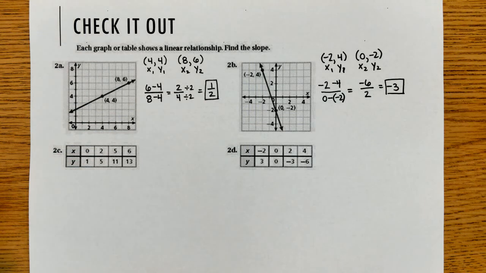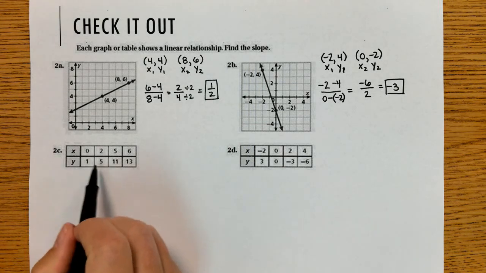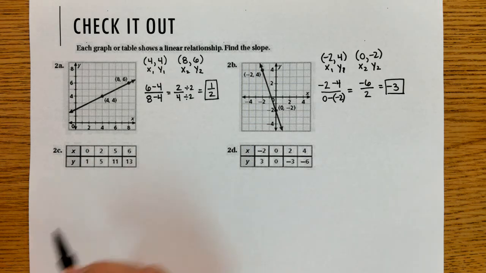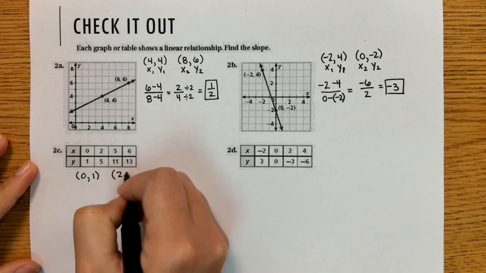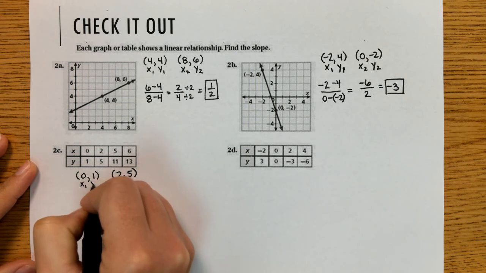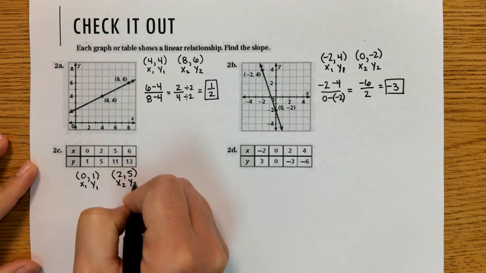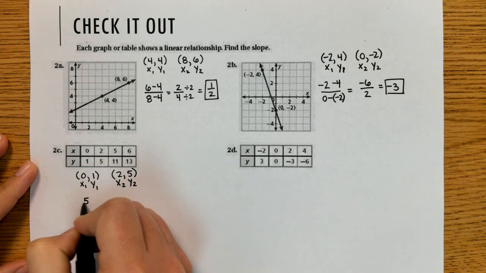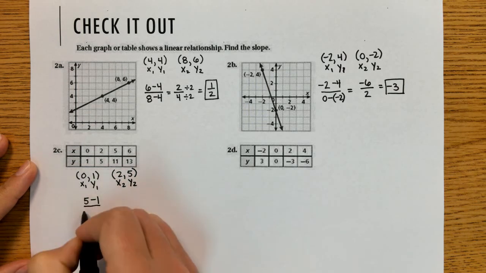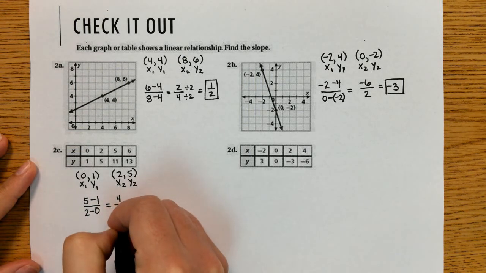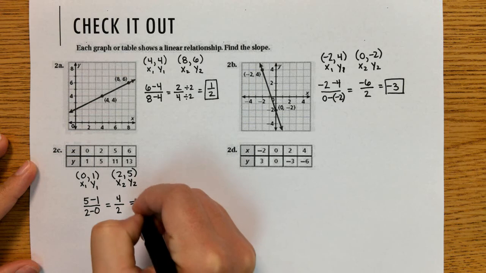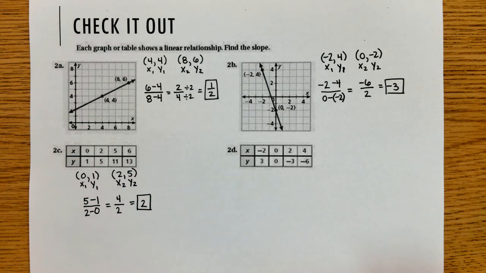C, we have a table, so you can pick 2 coordinates from the table. You can just do the first 2, or you want to do the first one and the last one. It doesn't matter. I'm just going to do the first 2. So 0, 1, and 2, 5. So x1, y1, x2, y2. So I'm going to have my change in y, so 5 minus 1 over 2 minus 0. 5 minus 1 gives us 4. 2 minus 0 gives us 2. And then 4 over 2 simplifies to 2. So our slope for that example is 2.